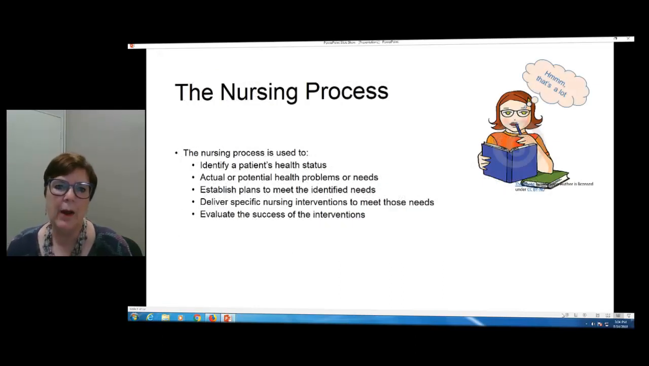So, the nursing process is used to identify a patient's health status, actual or potential health problems or needs. We use it to establish plans to meet the identified needs, to deliver specific nursing interventions to meet those needs, and to evaluate the success of the interventions that we come up with. You see, I have our little lady up here, and she's saying, that's a lot. That little student says, that's a lot, and it is. But again, you will see on the front of the first slide, I had a brain, and I said, this is training your brain to make connections.